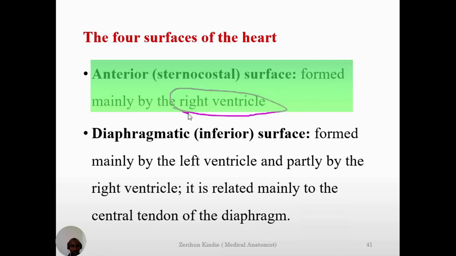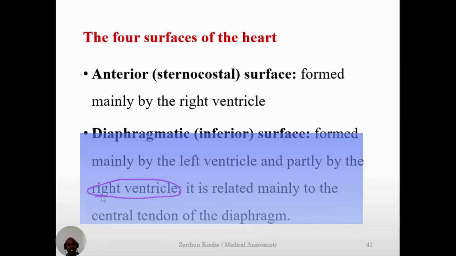The diaphragmatic surface, or the inferior surface, is mainly formed by the left ventricle, but to a lesser extent it is also formed by the right ventricle. The major part of the diaphragmatic surface is the left ventricle, but some parts of the right ventricle contribute to its formation.